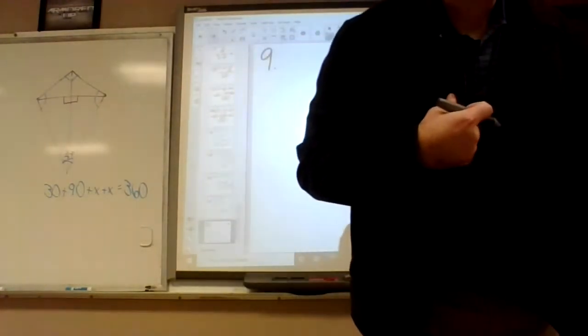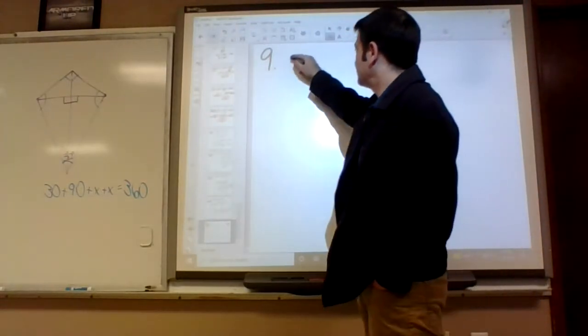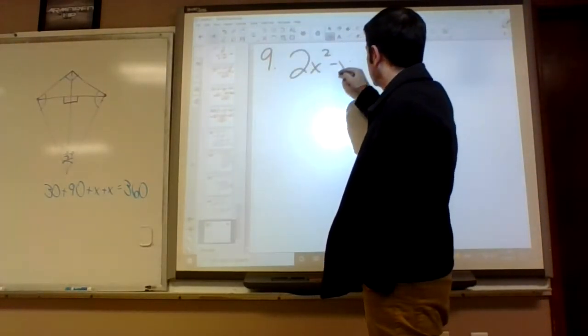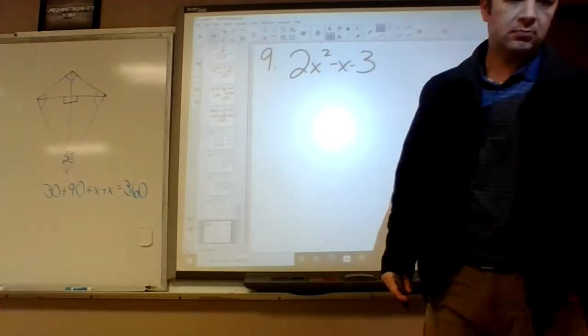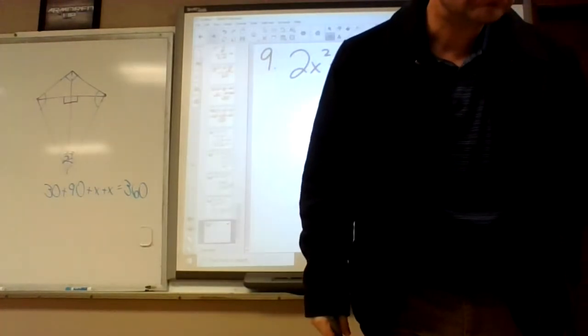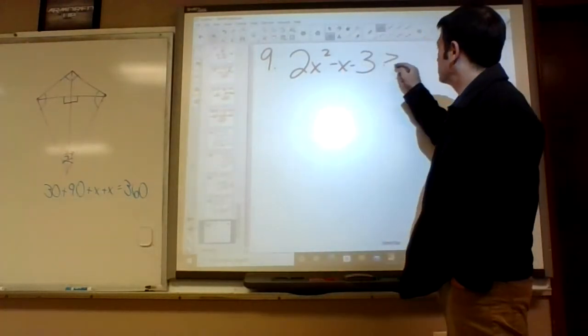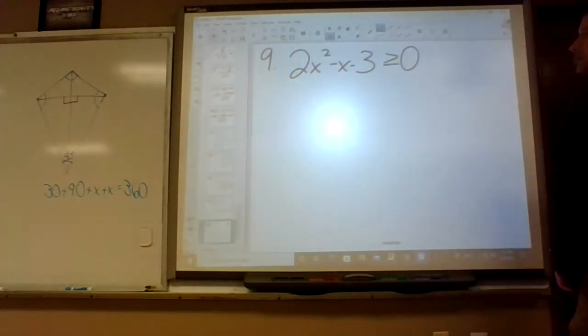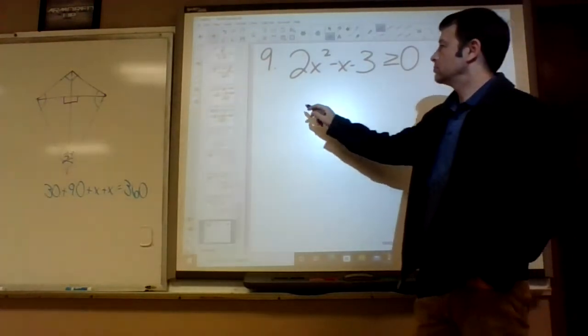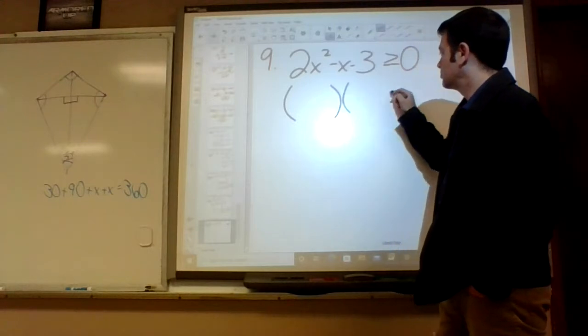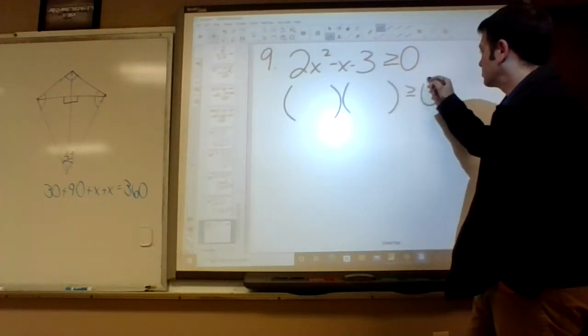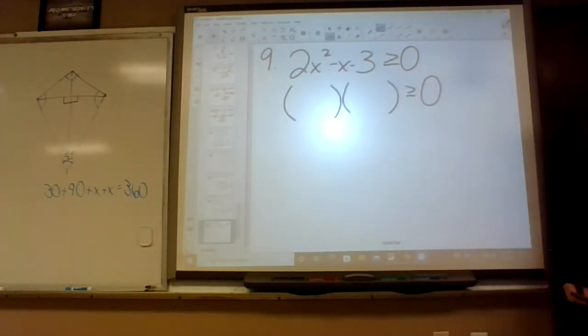Okay, number 9. 2x squared minus x minus 3. Greater than or equal. You just go to 4 and just copy it once. So the point of origin is 4. It would be like this, and then 4, and then it would go. So it's everything greater than 4.